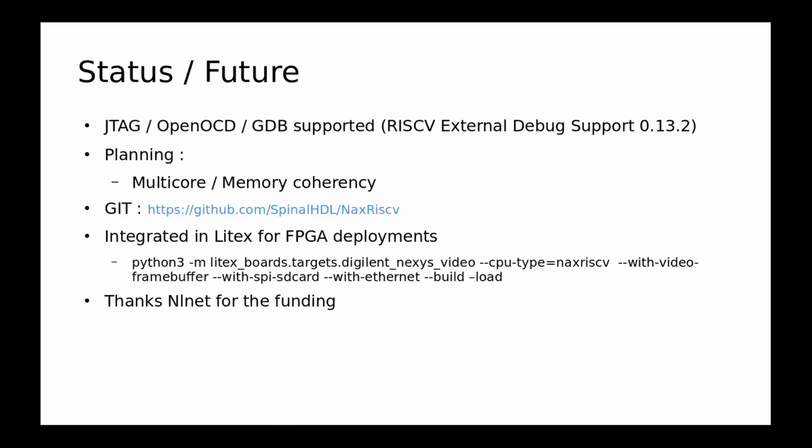And yeah, that's it. So the project status of NaxRiscv is, there is also the JTAG support to debug it. This time it's the official RISC-V debug specification. Planned for the core is multi-core and memory coherency. Got Debian to run. So yeah, next step is multi-core and memory coherency. You can find it on GitHub. If you want to deploy it on hardware, currently it is on LiteX.